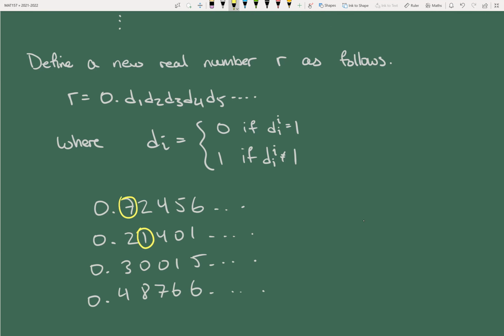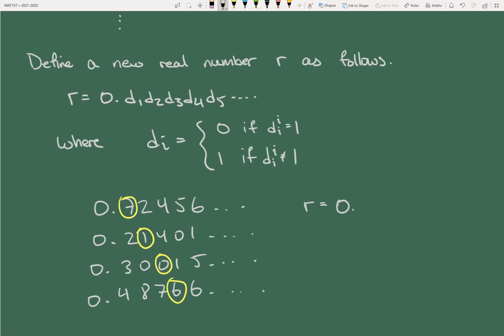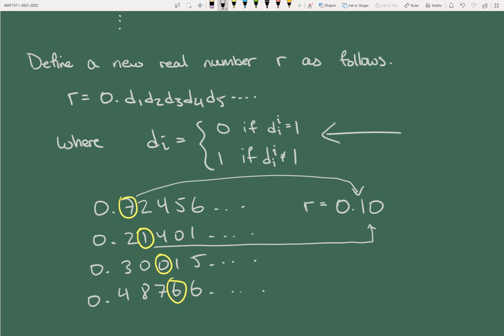So I'm going to look at this diagonal here, and I'm going to create a new number as follows. The number R, okay, I'm going to look at this first decimal place. It is a 7. According to the definition right here, since this is not equal to 1, I'm going to let this decimal be a 1. So that gave me this decimal. For my next decimal, this is actually a 1, so I'm going to put a 0 here.